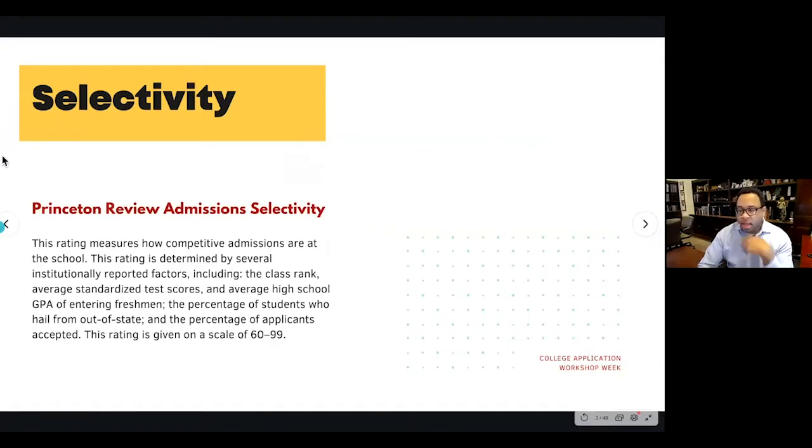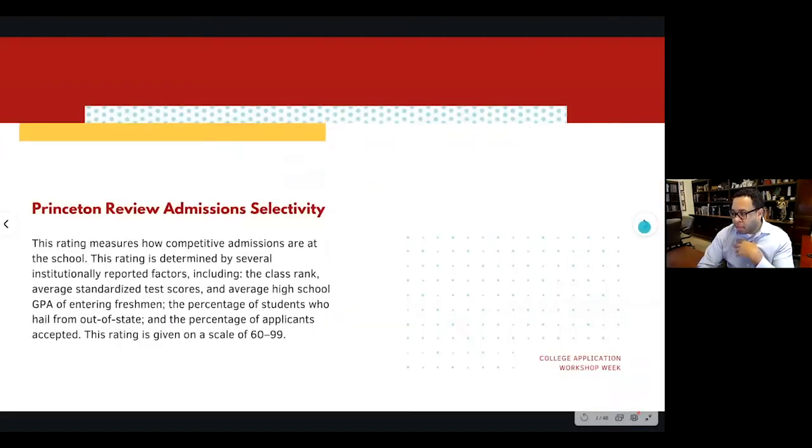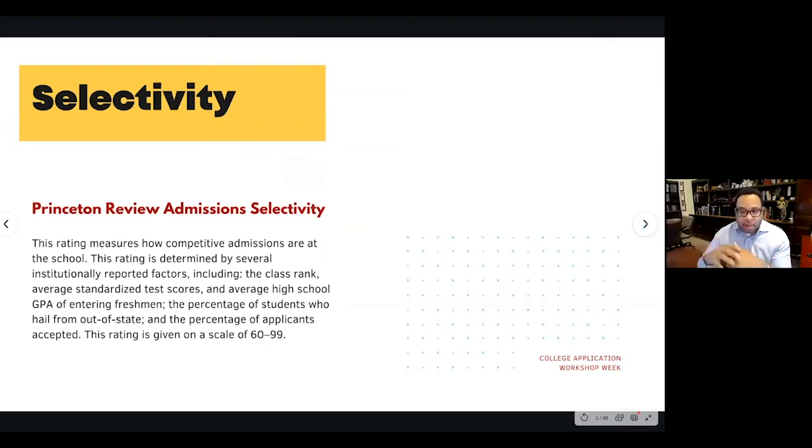Selectivity. So here's the thing. When we say selectivity, it means a lot of different things to different folks. I'm going to give you a few examples. Princeton Review. This is a guide that a lot of people use in order to find colleges. The way that they talk about selectivity, they say selectivity is basically determined by a lot of things that colleges will report to you. Class rank, test score, average high school GPA. In their opinion, all of those things make up what we call selectivity.